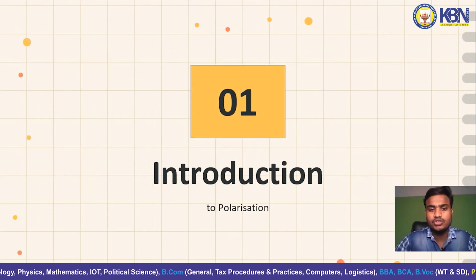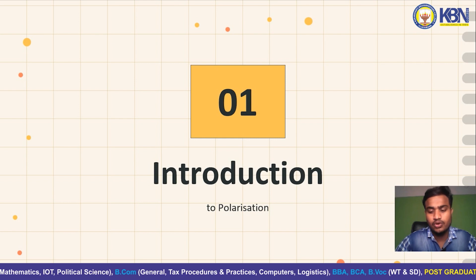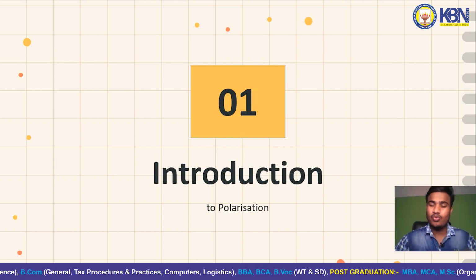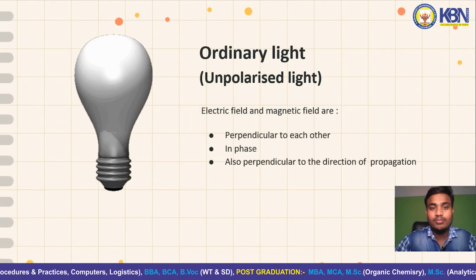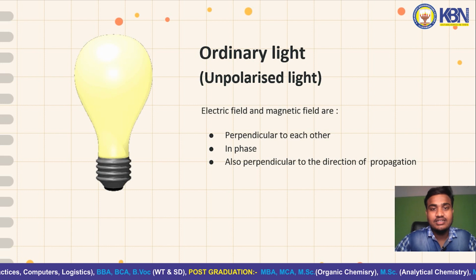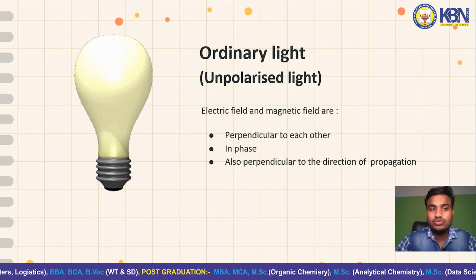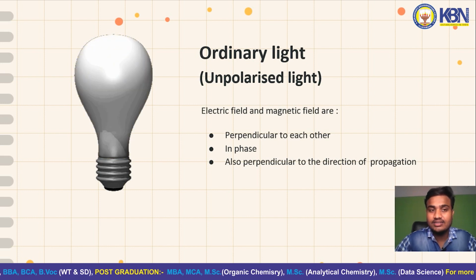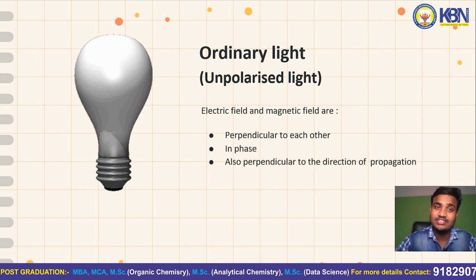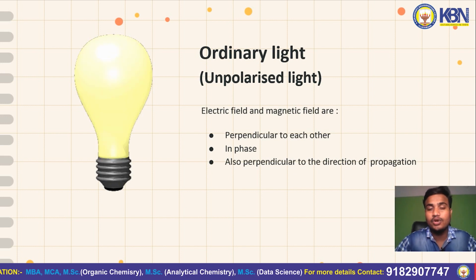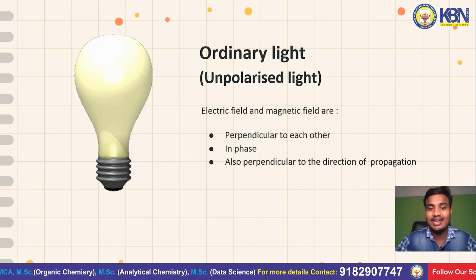And coming to the first topic, introduction to polarization. Before going into this topic, let us see what is light. As I have said, light is an electromagnetic radiation, right? Coming to light, in this session we are going to discuss the unpolarized light as well as the polarized light. Unpolarized light is nothing but the ordinary light.